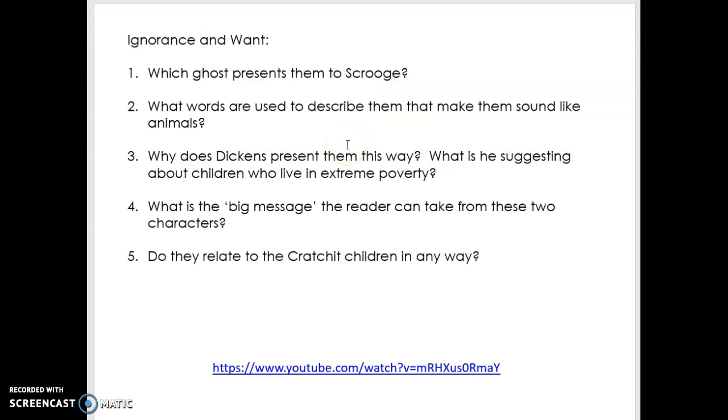What words are used to describe them that make them sound like animals? We've got lots of them. Wolfish, scowling. We've got lots of this quite animalistic language. The key question, the most important thing really, is the why. Dehumanising. To dehumanise means to take away the fundamental qualities of what it is to be a human being. And that's what Dickens is trying to show, that poverty has taken away the fundamental qualities of what it is to be a human being from these children, which is an awful tragedy.